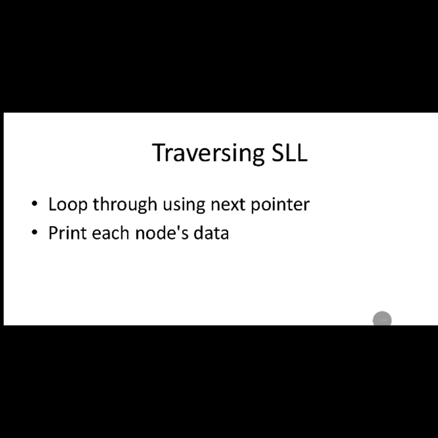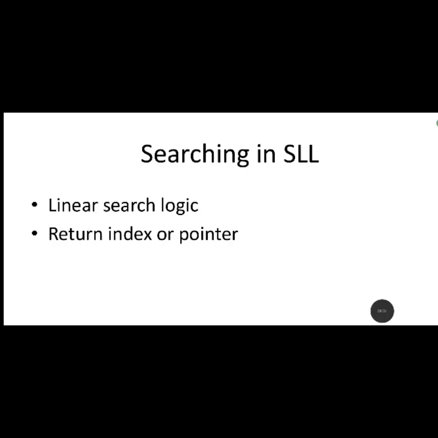The next one is traversing a singly linked list. Here a loop through the next pointers is used and each node's data is printed. Then the last operation in singly linked list is searching. Here we use linear search logic. It returns the index or the pointer.